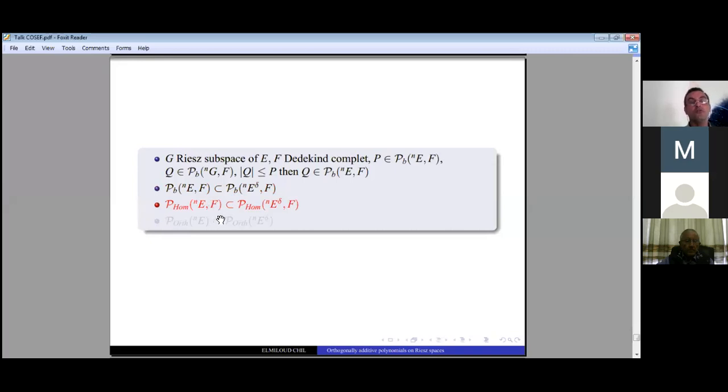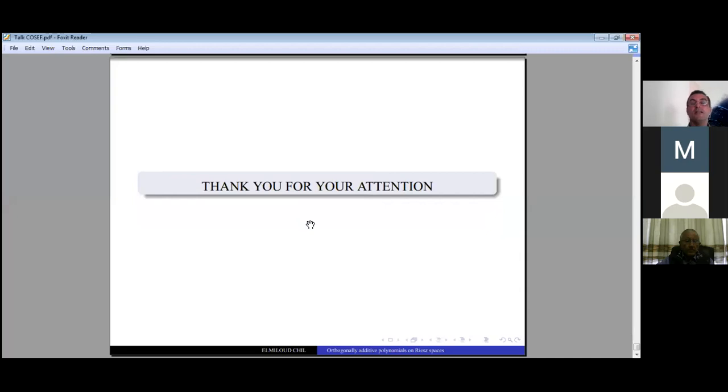And then also every polymorphism, we can extend it also to the Dedekind completion of E. And finally, every polyautomorphism on E, we can extend it to a polyautomorphism on the Dedekind completion. Here is the notation of the Dedekind completion of E. And finally, thank you very much for your attention.